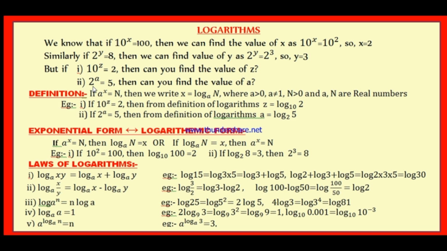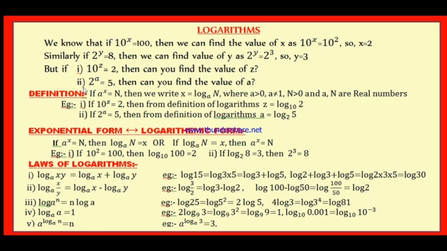Similarly, if you look at the second example, 2 power a is equal to 5, can you find the value of a by the previous knowledge? In order to find the value of a, you have to write 5 to the base 2. But 2 power 1, 2 square, 2 cube, 2 power 4, 2 power 5, and no value of 2 power 1, 2 power 2, 2 power 3 is equal to 5. Therefore, you cannot find the value of a using our previous knowledge. In these cases, in order to solve this type of equation, we need the knowledge of logarithms.